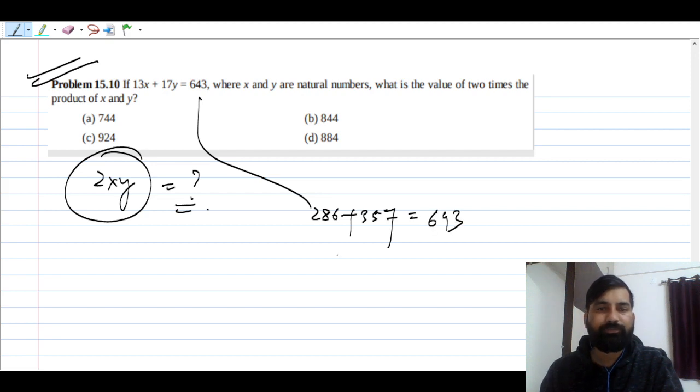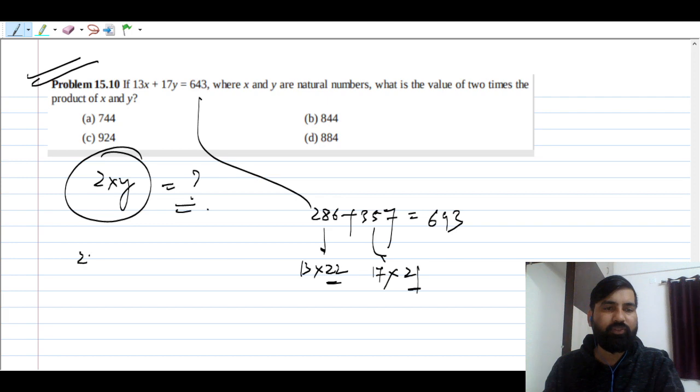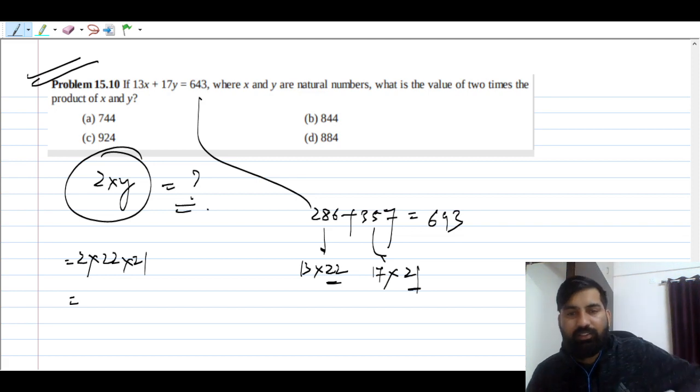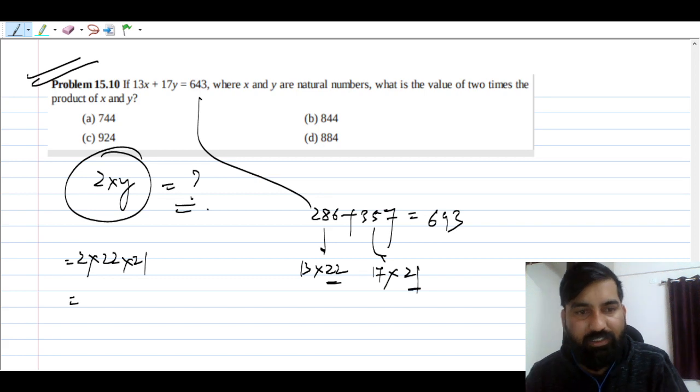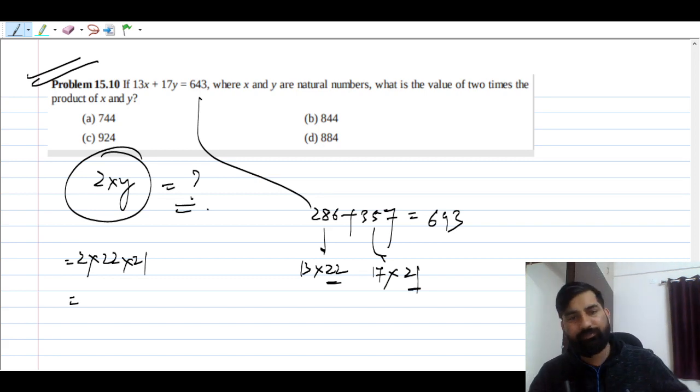And that should be equal to 643. Now what is this? 13 into 22, and this will be 17 into 21. So here you have got 22 into 21, so the answer will be 2 into 22 into 21. So this is the answer for this question. Slight thought process is required. You have to find the multiple of 13 here, that gives you 286 and 357. So this becomes the question, not a difficult one.